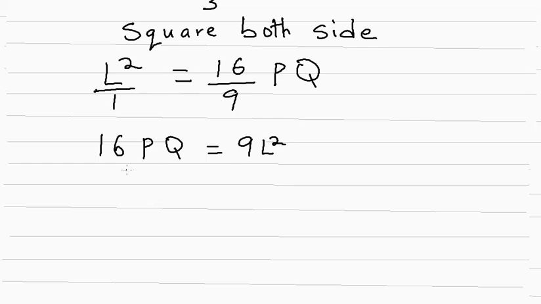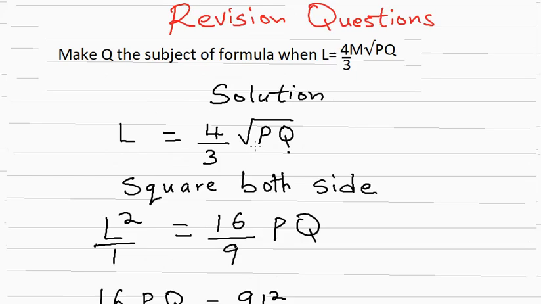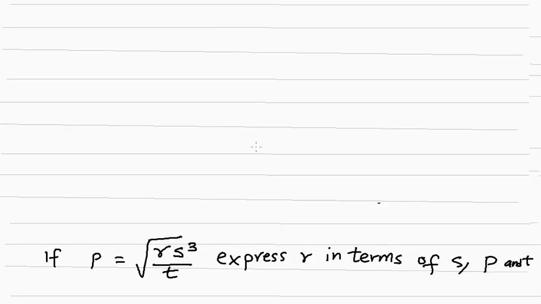So that way I can now divide both sides by 16p, because I'm looking for Q. I have to eliminate this 16p. If I divide both sides by 16p, 16p cancels 16p, I will now have Q equal to 9L squared, of course, divided by 16p. As simple as that. All right, here we go. Next question.